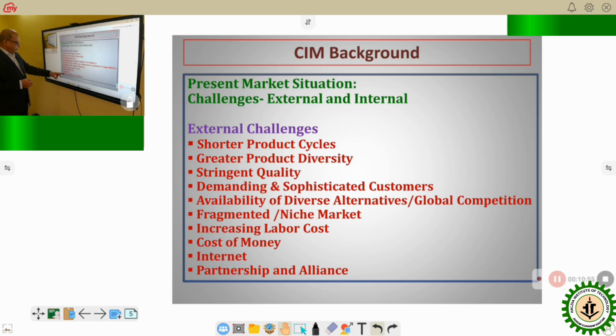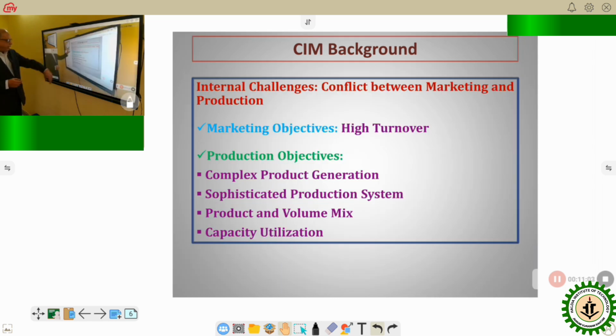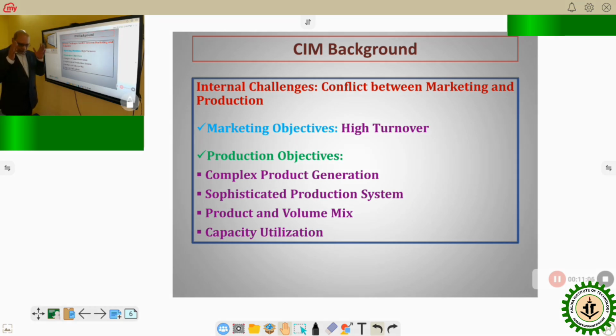All these attributes pose a stupendous threat and are considered external challenges to the manufacturing unit. Coming to the internal ones, meaning the organization, internal people, internal departments, there can broadly be conflict between marketing and production. Marketing people will be looking for high turnover. The higher the sales, the higher will be their prospects for their own growth.